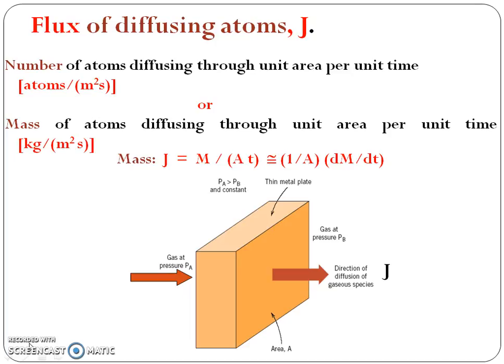If this is the number of atoms diffusing through unit area per unit time, then the unit should be atoms per meter square second. If it is the mass, that means if you multiply the molecular weight with the number of atoms, that will give you the mass of that particular material which is diffusing through unit area per unit time, giving you flux again, and the SI unit for this will be kg per meter square second.